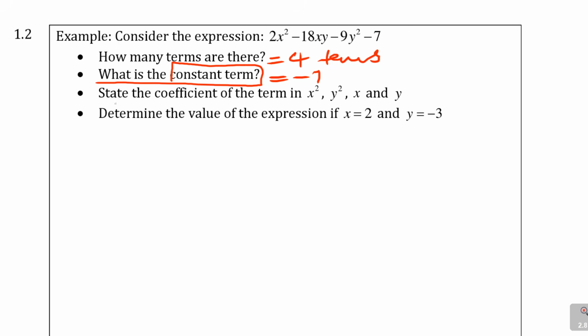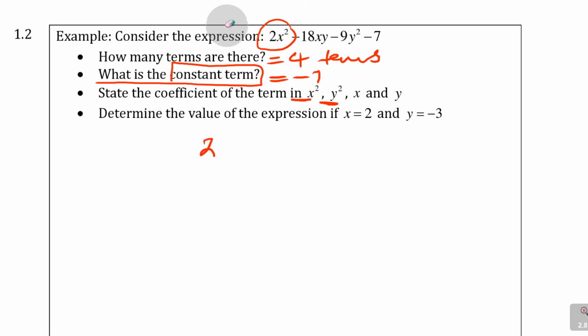And then the next one says, state the coefficient of the term in x squared. So let's identify the term in x squared. So x squared has got 2x squared, but they want the coefficient. Now I said the coefficient is the number before. Look at the number before, it's 2. So here for x squared, the coefficient is what? Is 2.